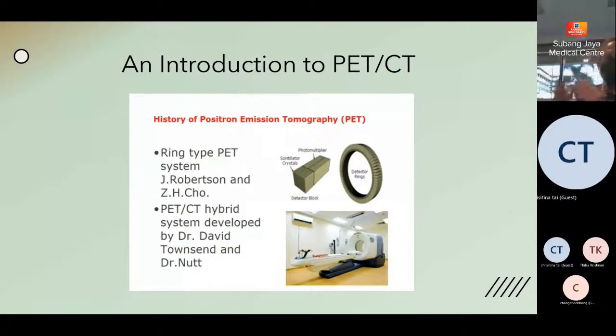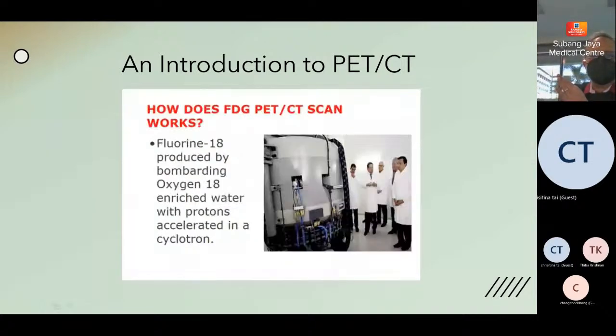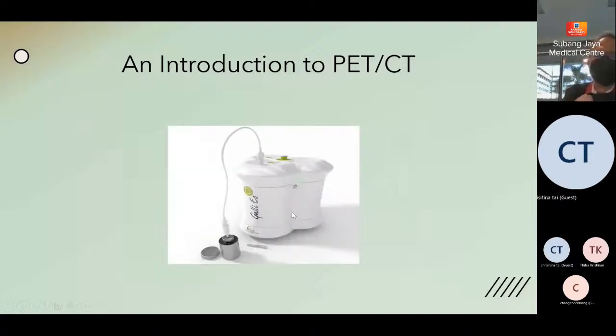PET tracers are either produced by a cyclotron. This is actually the first private cyclotron, which was in Sepang. You can see Liow Tiong Lai when he was the health minister officiating it. You bombard oxygen 18 with protons, and this will cause the oxygen 18 to turn to fluorine 18. Now, lately we've also been using PET pharmaceuticals from generators. Now, what's the difference between the cyclotron?